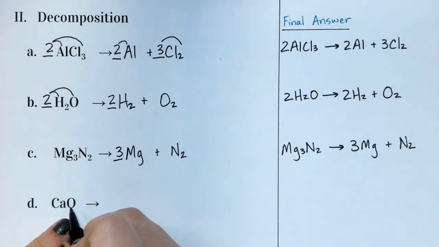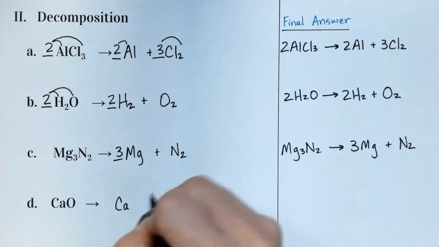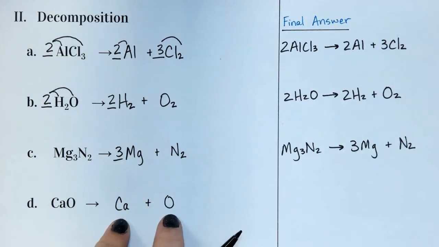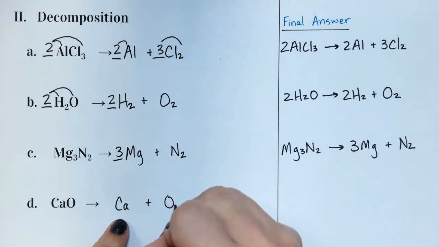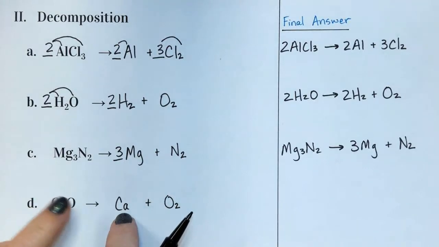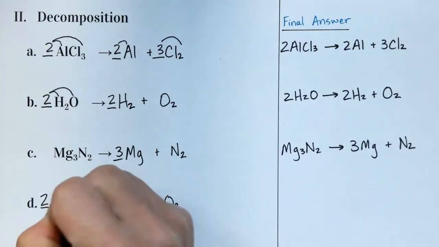Letter D, calcium oxide. I just want to take these elements and separate them. I'm going to write Ca plus O. Now the question is, are either of these a diatomic? Yes, oxygen's a diatomic. It's going to get a 2. Now I have to balance the coefficients. 1 calcium, 1 calcium. 1 oxygen, 2 oxygens. So to fix that, we'll put a 2 here.